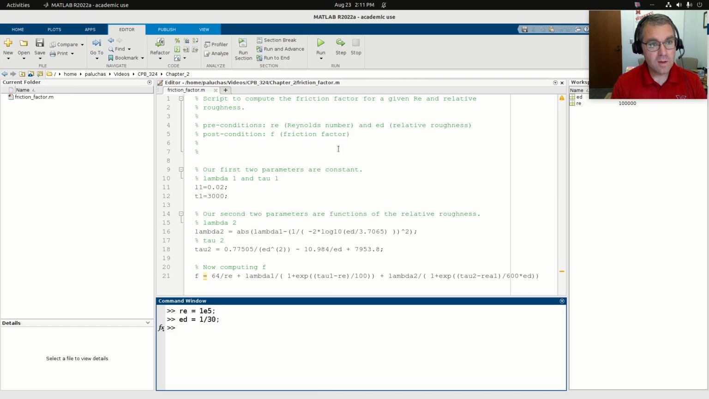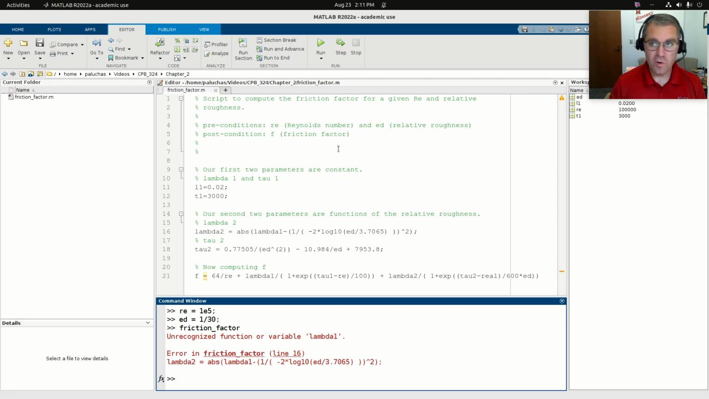And so when I do that, and then I call friction factor, I typed that pretty fast. All I did is tab it, and it auto-completed. Type friction factor. Oh no, I have an error. Let's go back and troubleshoot.